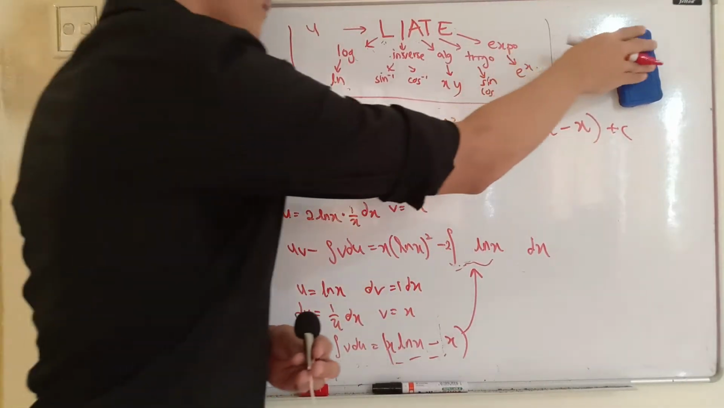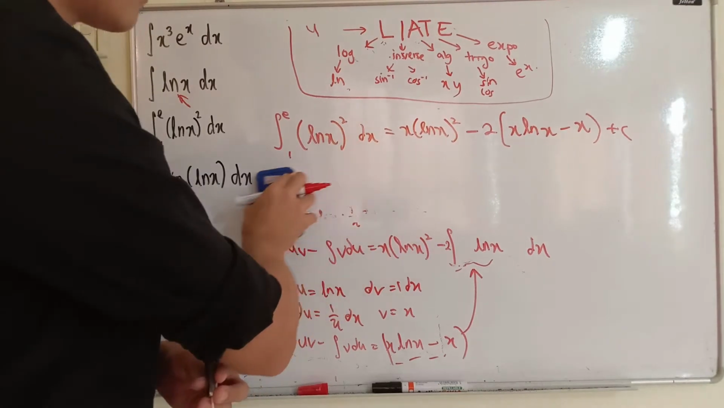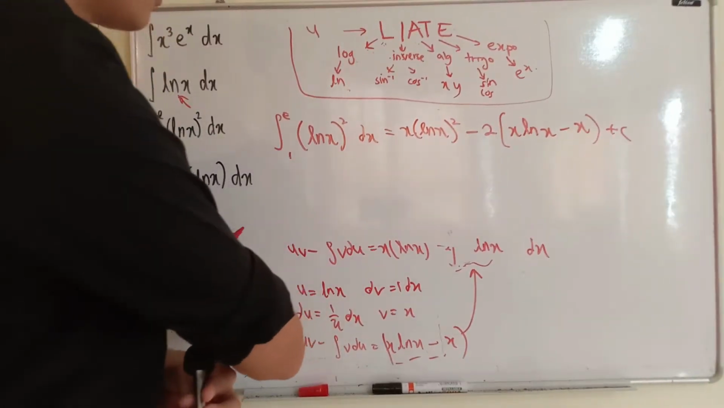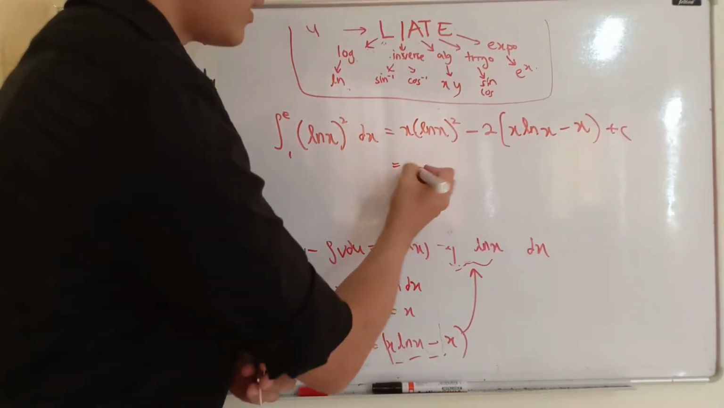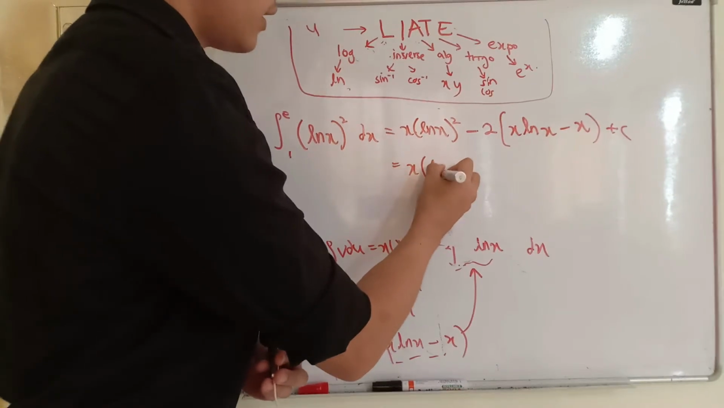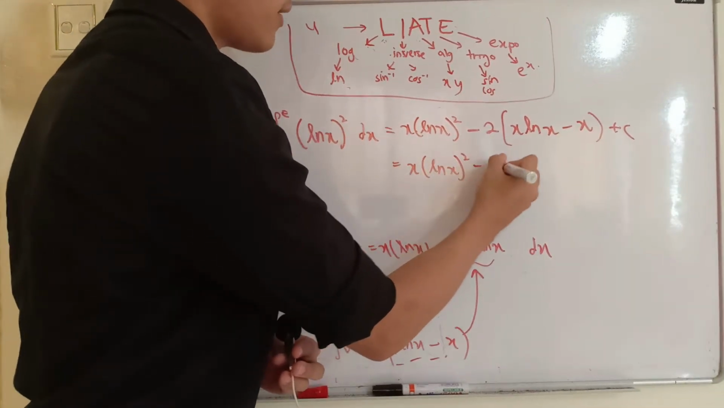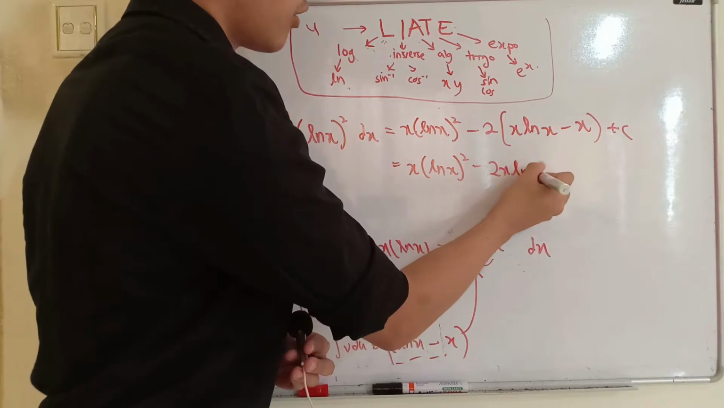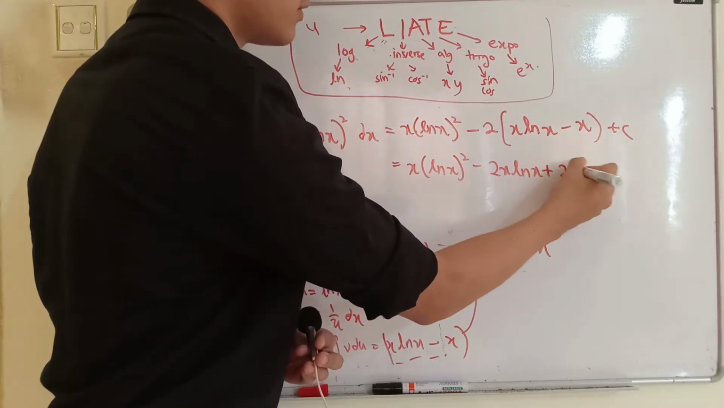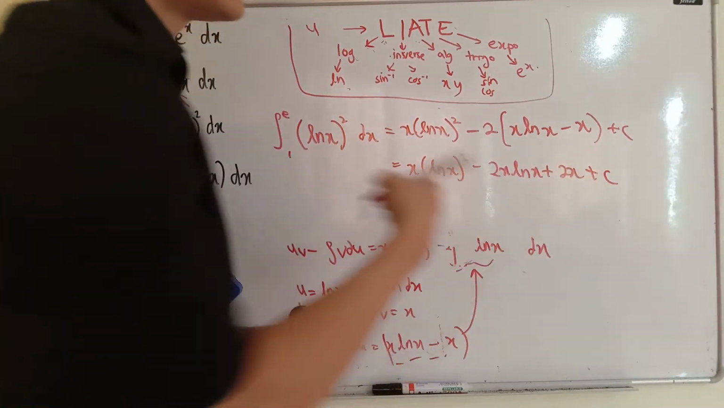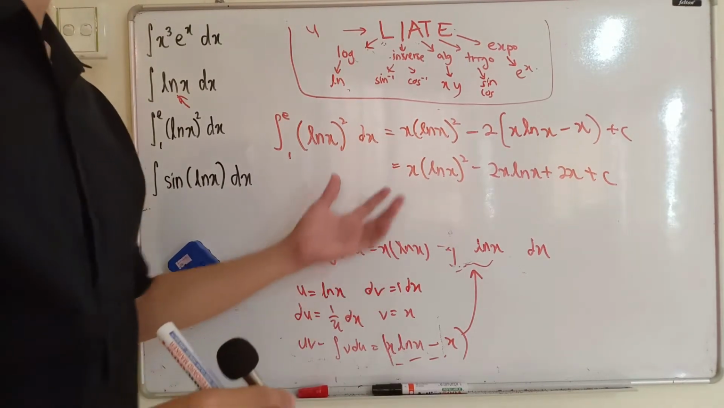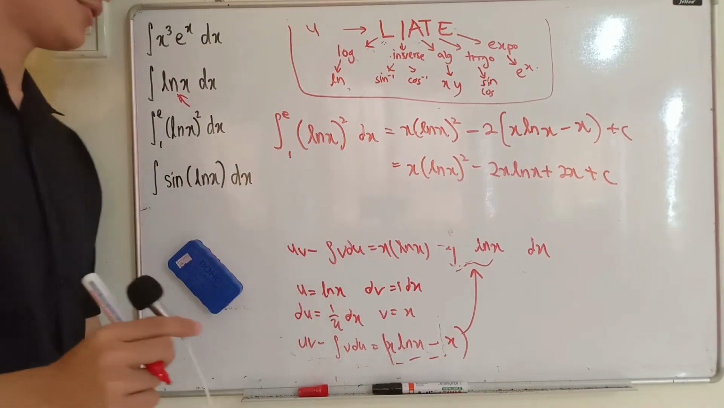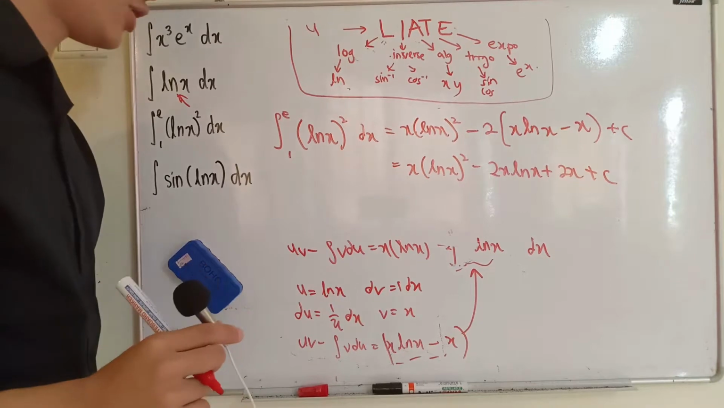Okay, so your last answer is going to be, you just expand it, s ln s squared minus 2s ln s plus 2s plus c. Okay, that's for the third question. So we move on to our last question.